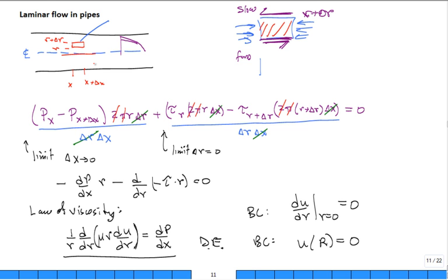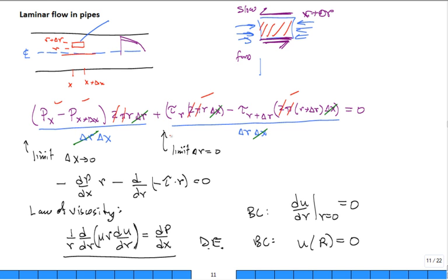So you have the pressure and the viscous forces, and you combine them for fully developed conditions. There's no acceleration of the fluid through the control volume. It balances equal to 0.